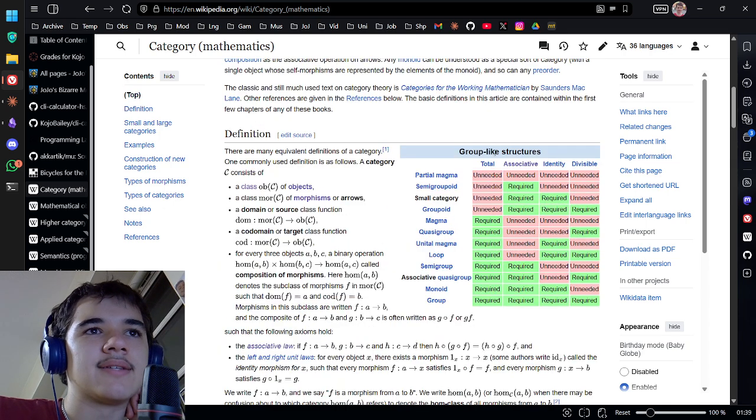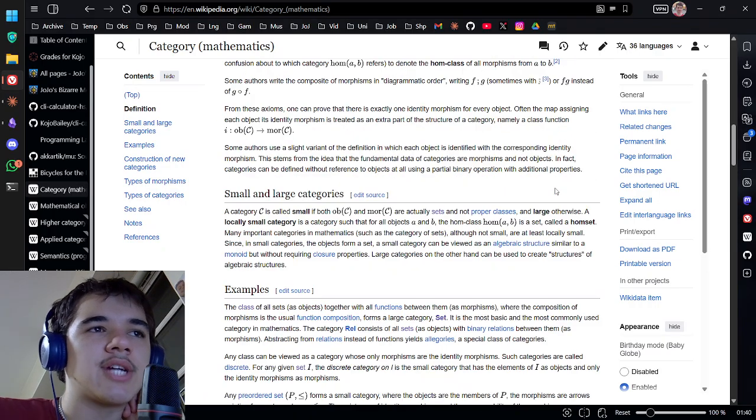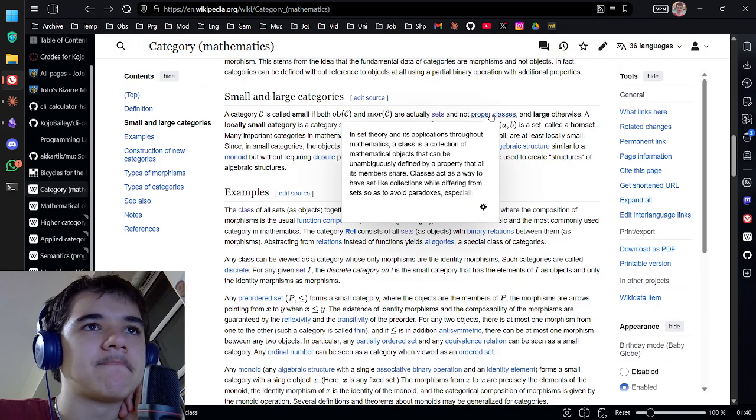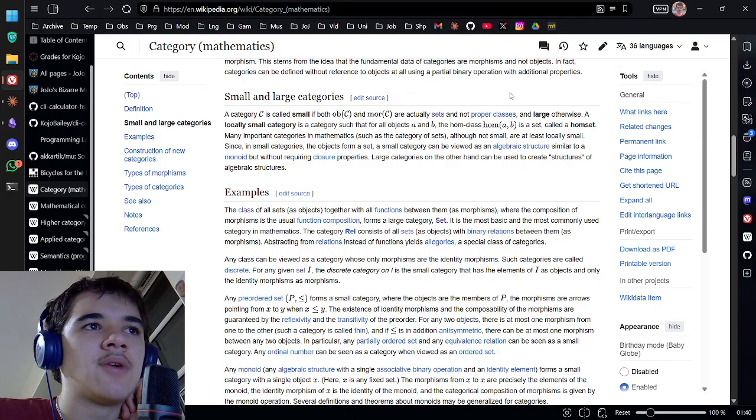Okay. What the hell is this? Unneeded. Required. Huh? Is there a category here? Small category. Okay. Small and large categories. Oh, look at that. A category C is called small if both the object class and morphism class are actually sets and not proper classes, and large otherwise. A locally small category is a category such that for all objects A and B, the hom-class, hom-set.